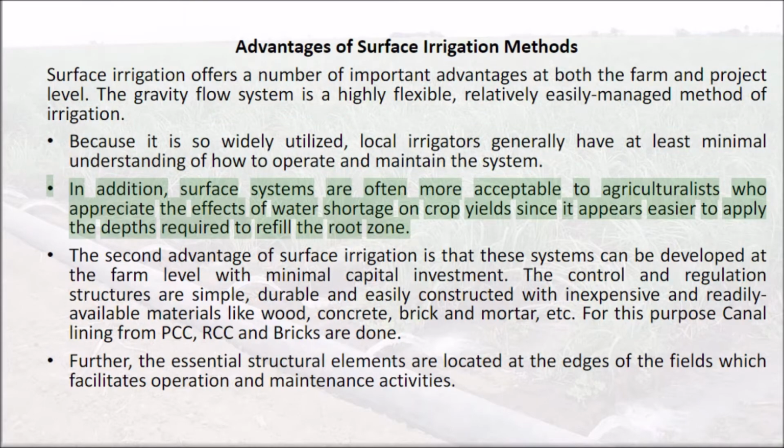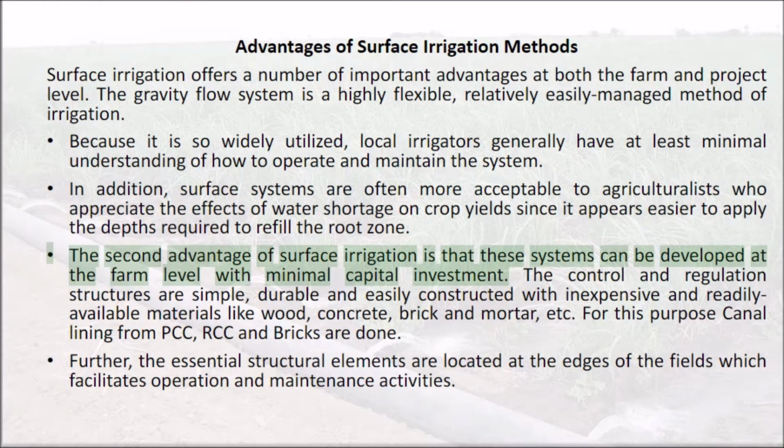In addition, surface systems are often more acceptable to agriculturalists who appreciate the effects of water shortage on crop yields, since it appears easier to apply the depths required to refill the root zone. The second advantage of surface irrigation is that these systems can be developed at the farm level with minimal capital investment.